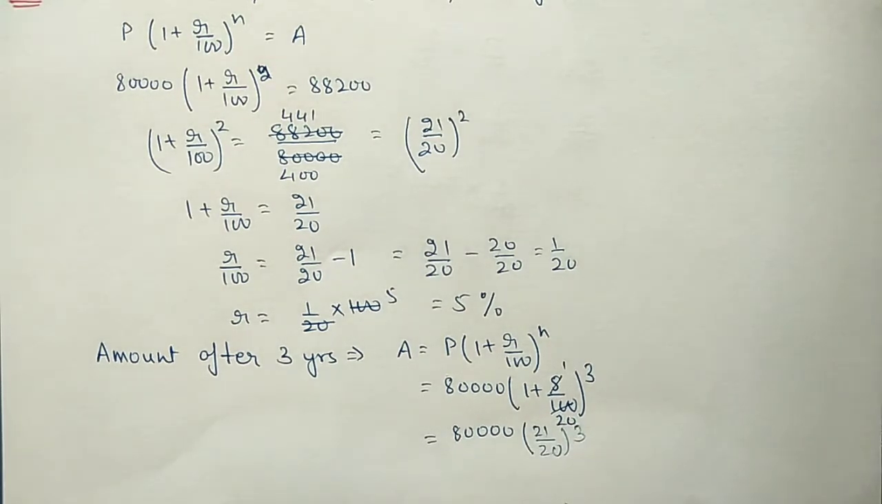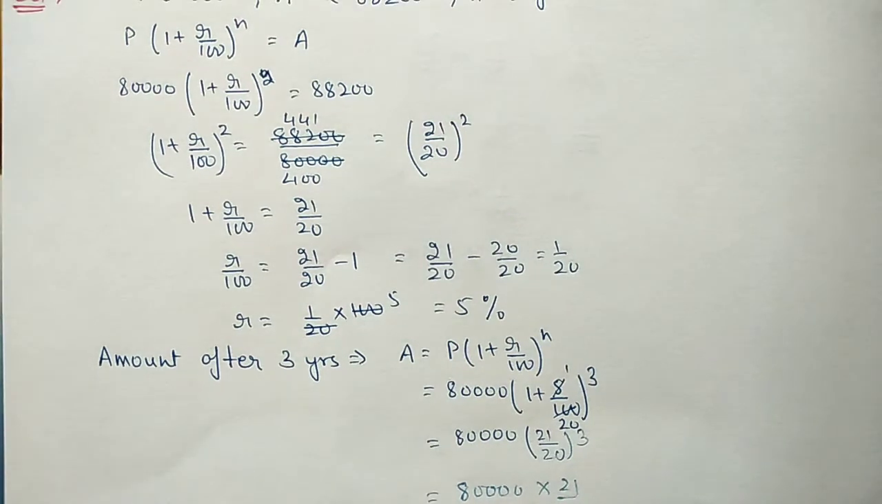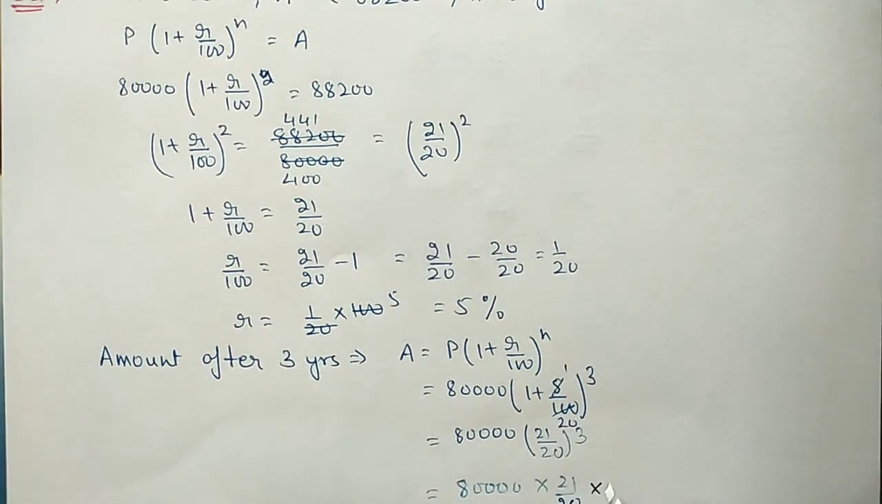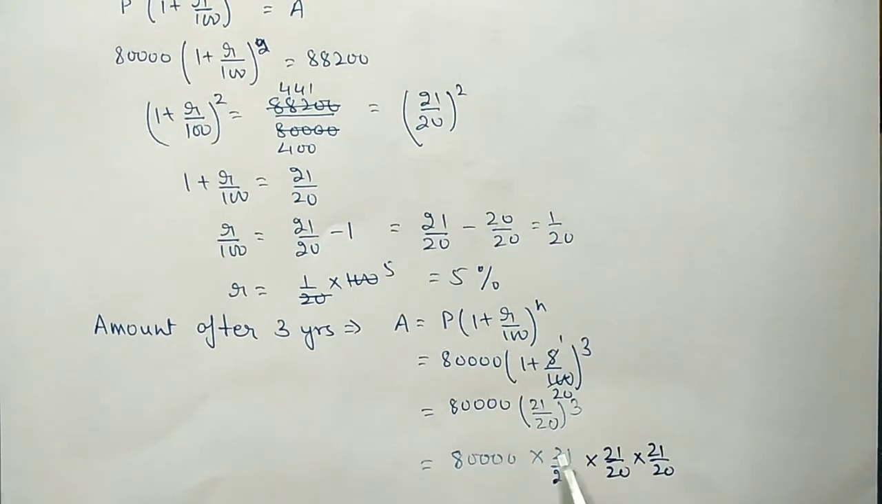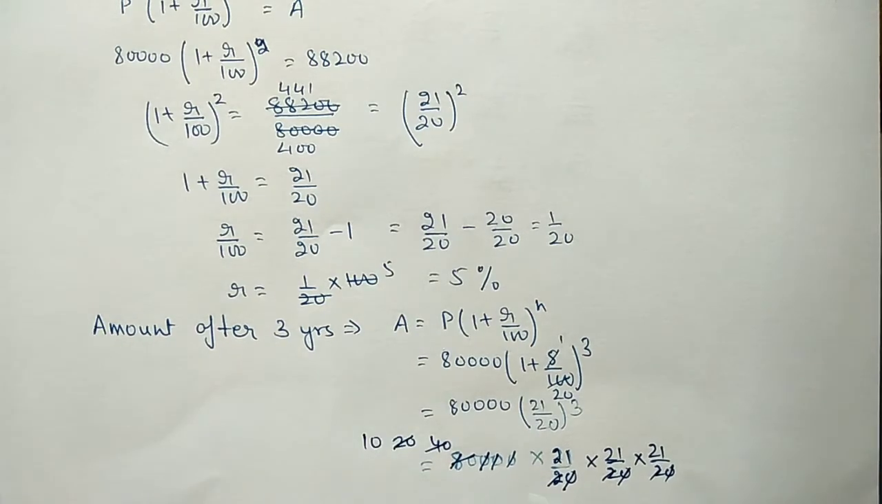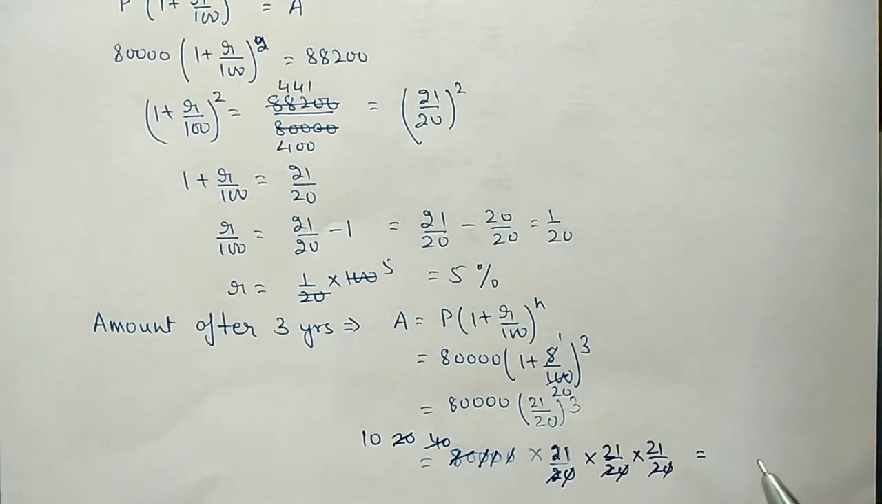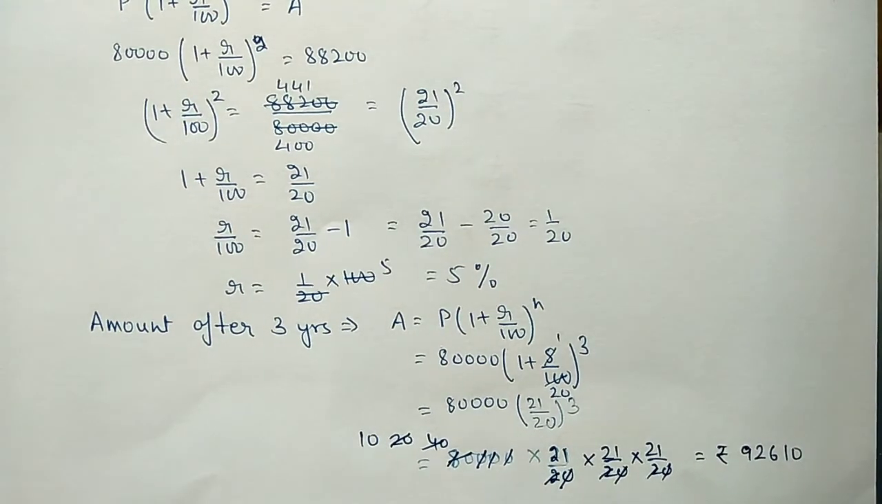We can expand it. Three zeros you can cancel directly, and after that 20 cancels 40 times, 20 cancels 20 times and 20 cancels 10 times. The remaining numbers you have to multiply. So after multiplication we will get here 92,610.